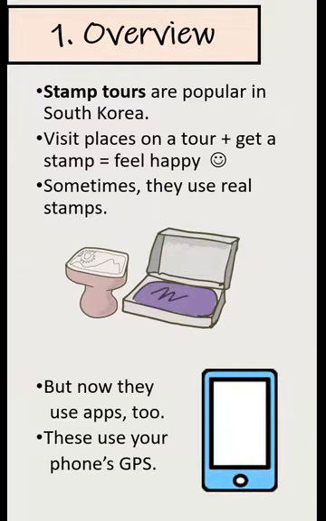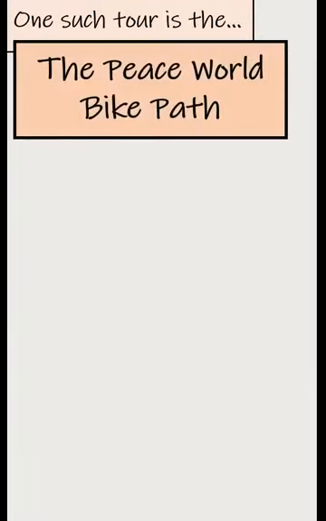Now, these phone apps track your location using GPS. And when you reach a location on a tour program, you get a digital stamp. Okay, and this app that I'm talking about is obviously one of those. One such tour it handles is the Peace World Bike Path.